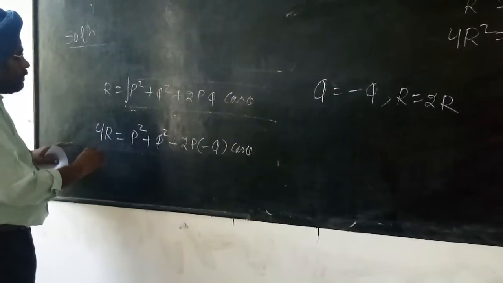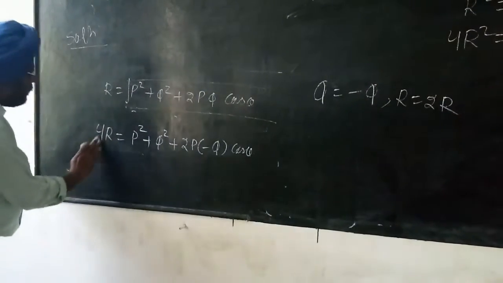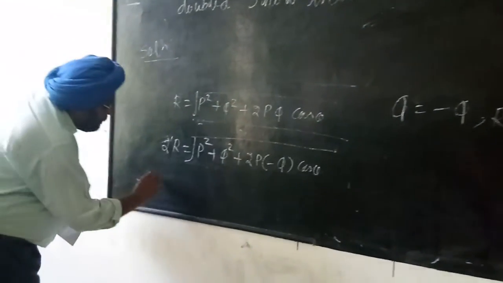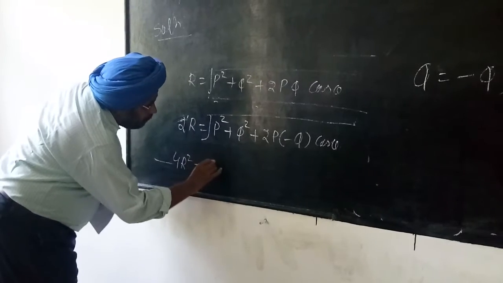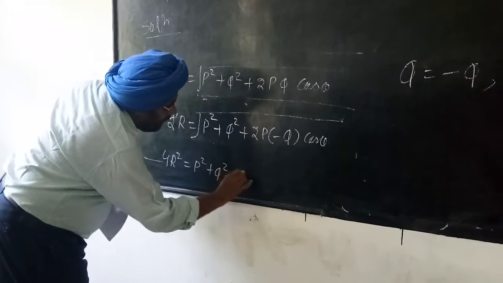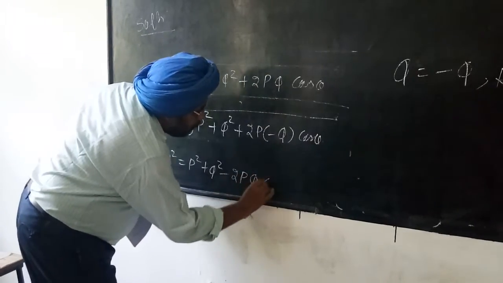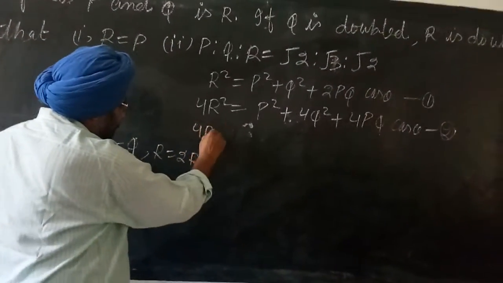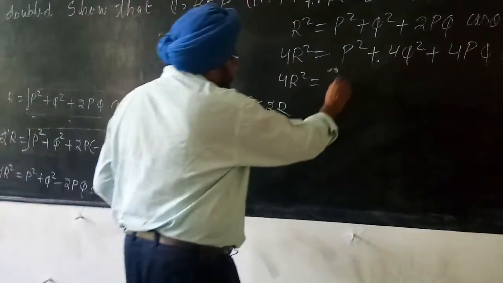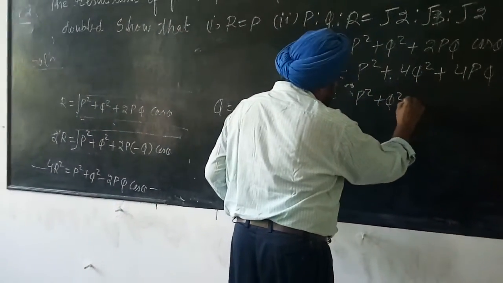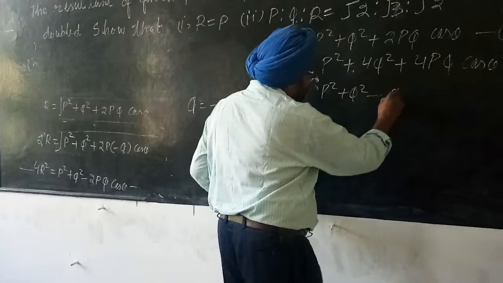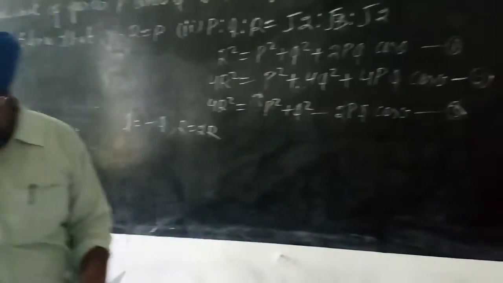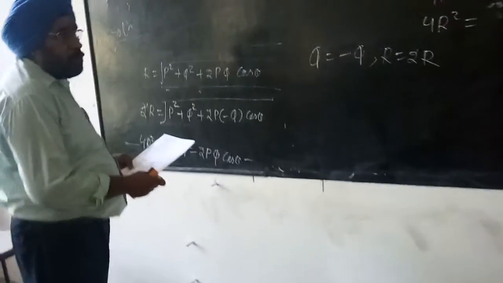So 2R is equal to the root of P square plus Q square minus 2PQ cos theta. Squaring this equation, it becomes 4R square is equal to P square plus Q square minus 2PQ cos theta. So this is our equation number 3.